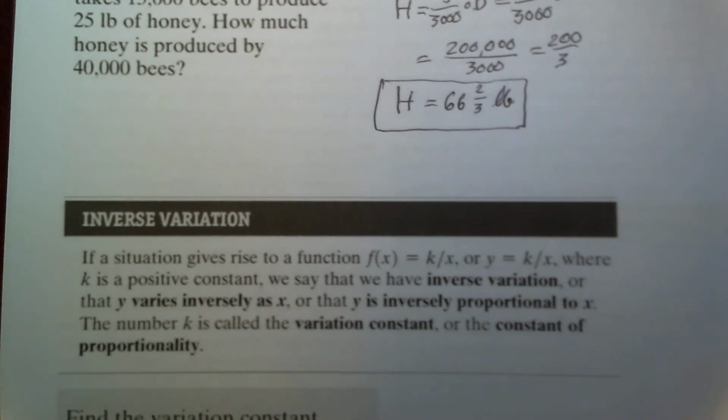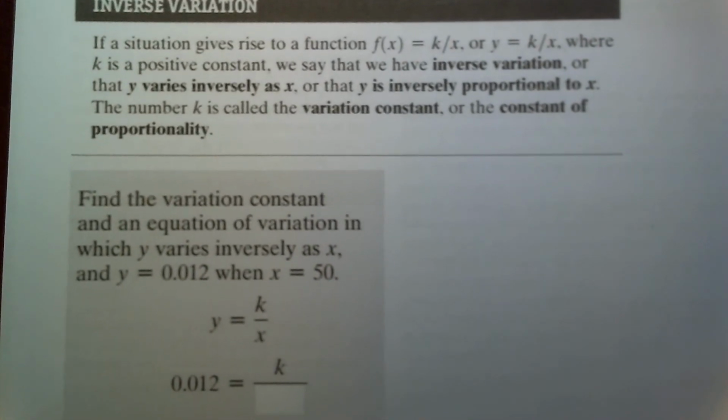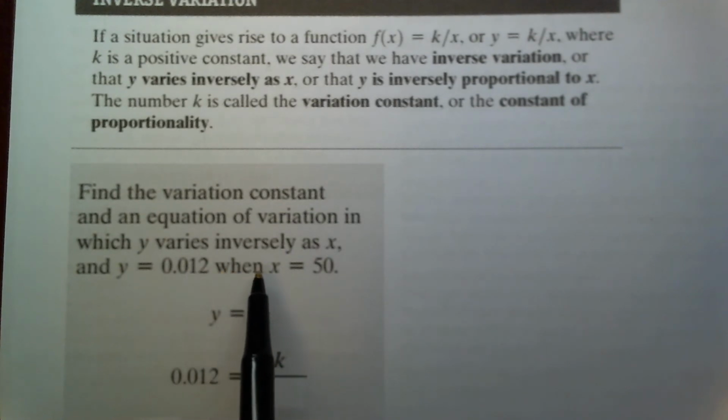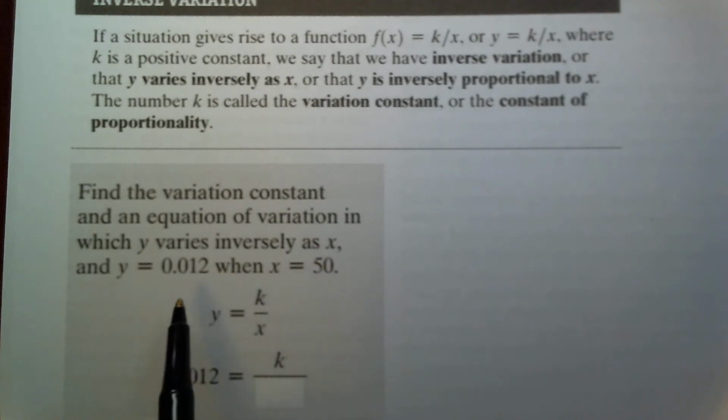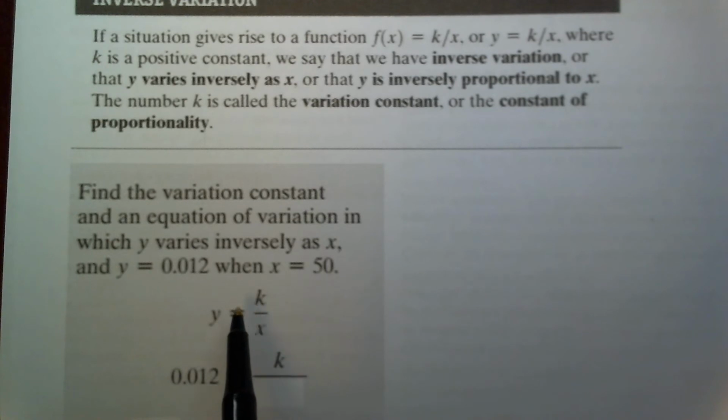So let's look at an example right away. Here we find the variation constant and the equation of variation in which y varies inversely as x, and y equals 0.012 when x equals 50. So here's our basic equation: y varies inversely as x.